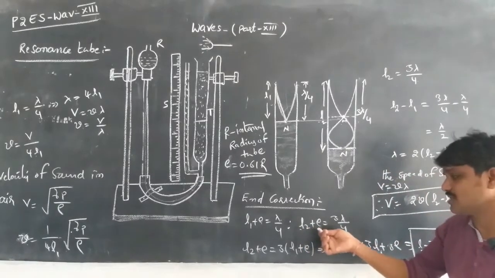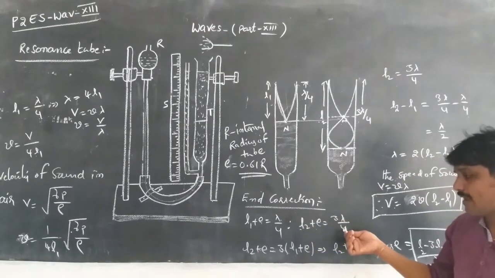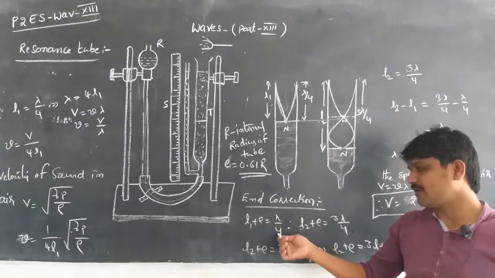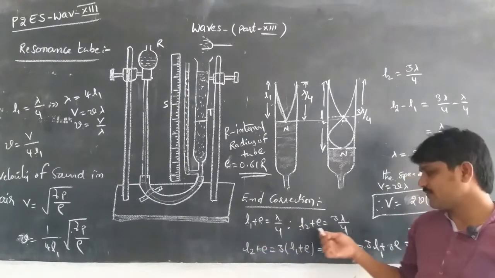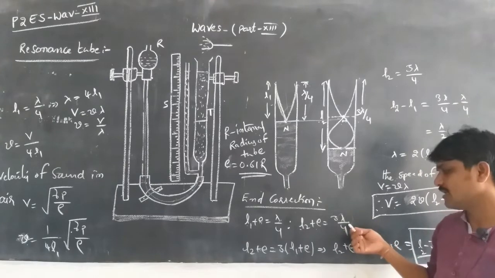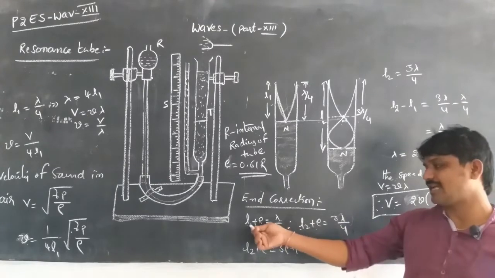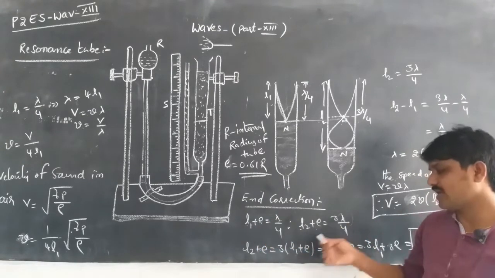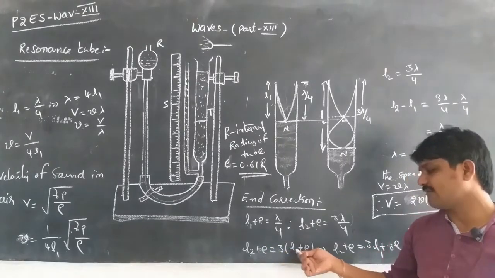So L2 plus E is equal to 3 lambda by 4. We already know that lambda by 4 is equal to L1 plus E. If we substitute L1 plus E in place of lambda by 4, then we get L2 plus E is equal to 3 of L1 plus E.